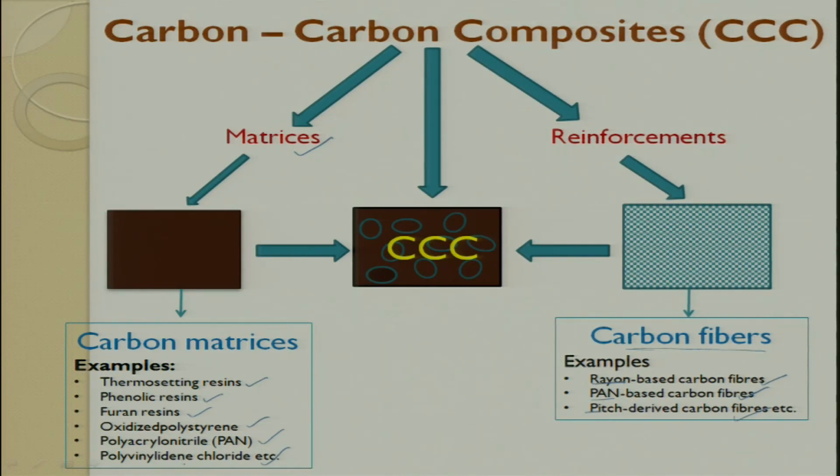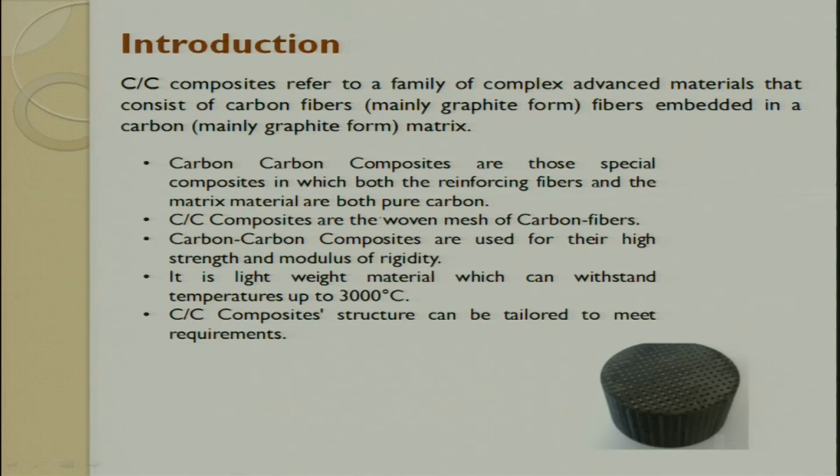These are the set of matrices which can help in making a carbon matrix. So, matrix and reinforcement put together form a carbon-carbon composite. It is a family of complex advanced materials that consist of carbon fiber embedded in a carbon matrix. Carbon-carbon composites are those special composites in which both the reinforcing fiber and the matrix are made out of pure carbon. They are made out of a woven mesh of carbon fiber. They have very high strength and modulus of rigidity, and they can withstand up to 3000 degrees Celsius. This is very important. This property makes CC composite quite usable in aerospace industries.